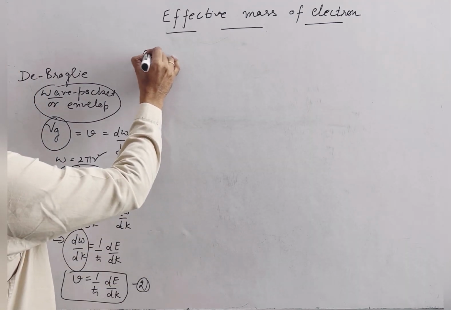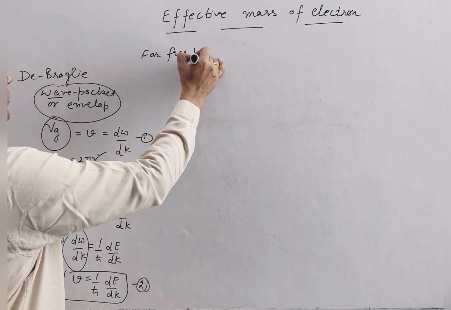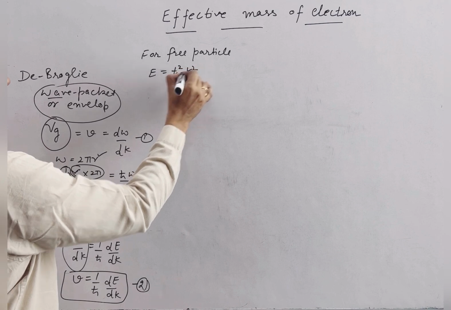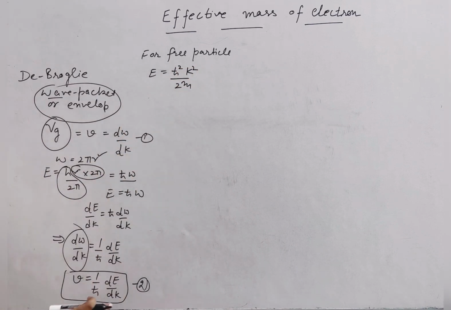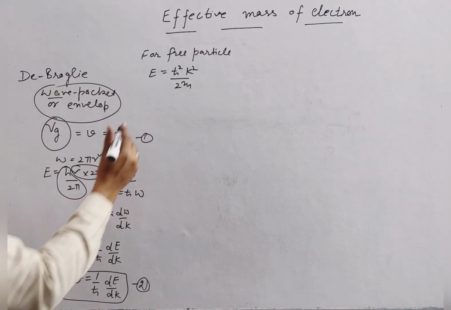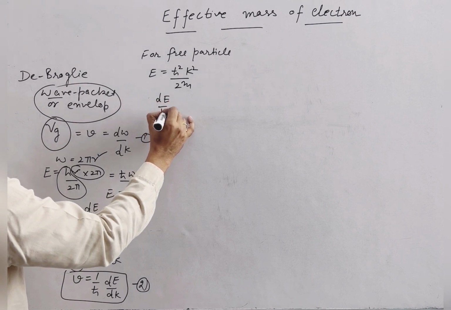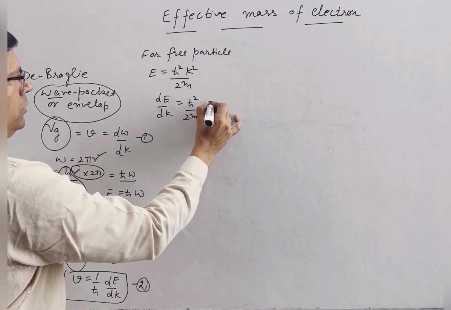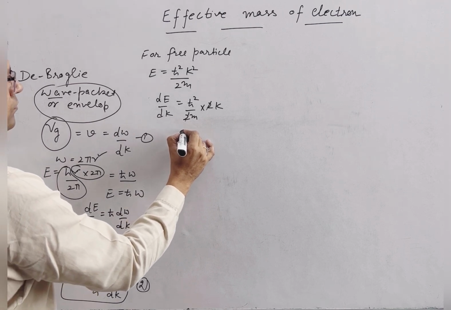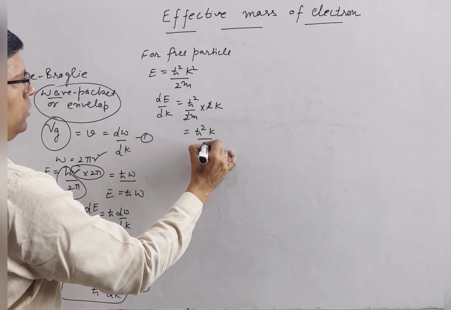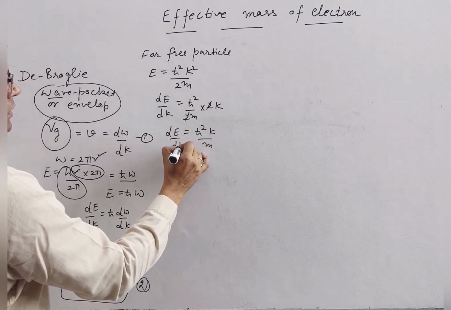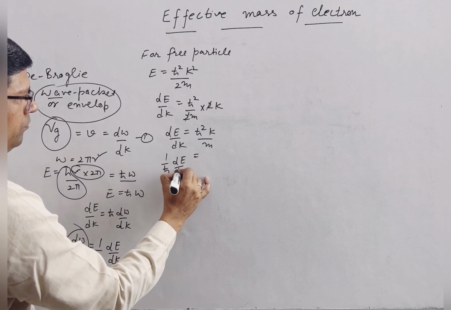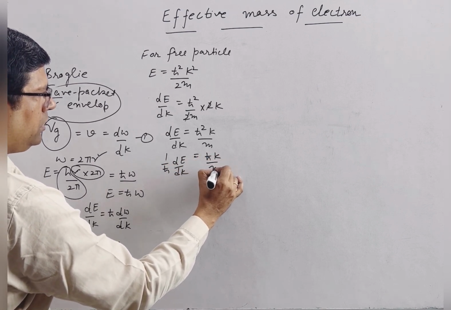We know for a free particle or free electron, E equals h cut square K square upon 2m. Now we will put the value of dE by dk from this equation. Differentiating it with respect to k, dE by dk equals h cut square upon 2m into 2k. The 2 cancels and we get h cut square k upon m. This is dE by dk. Or you can say 1 upon h cut dE by dk equals h cut k upon m.